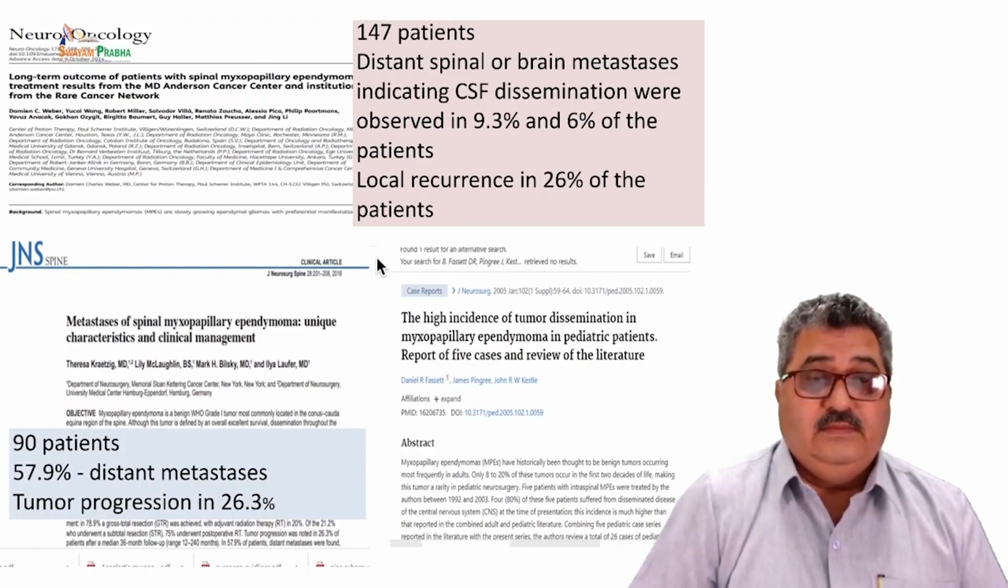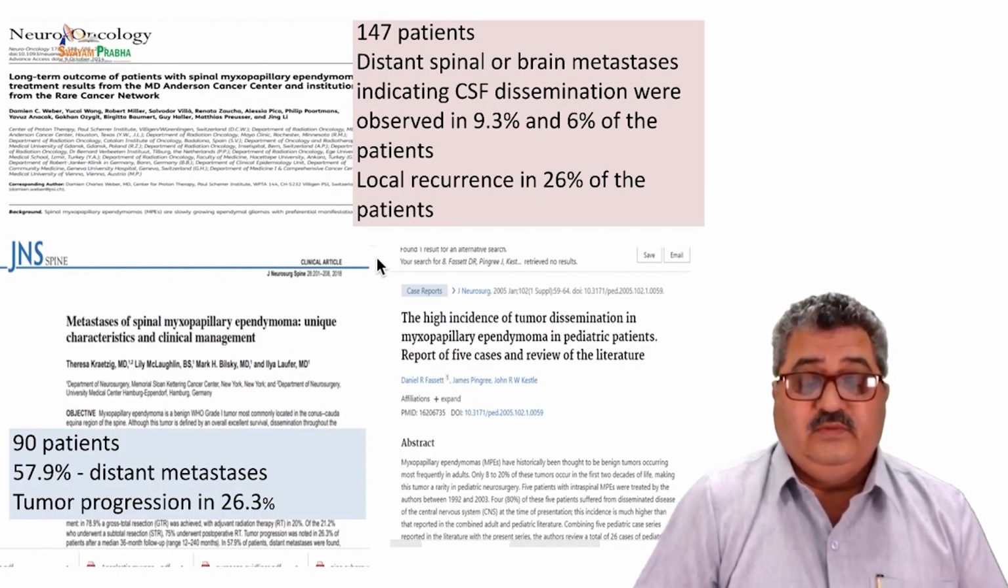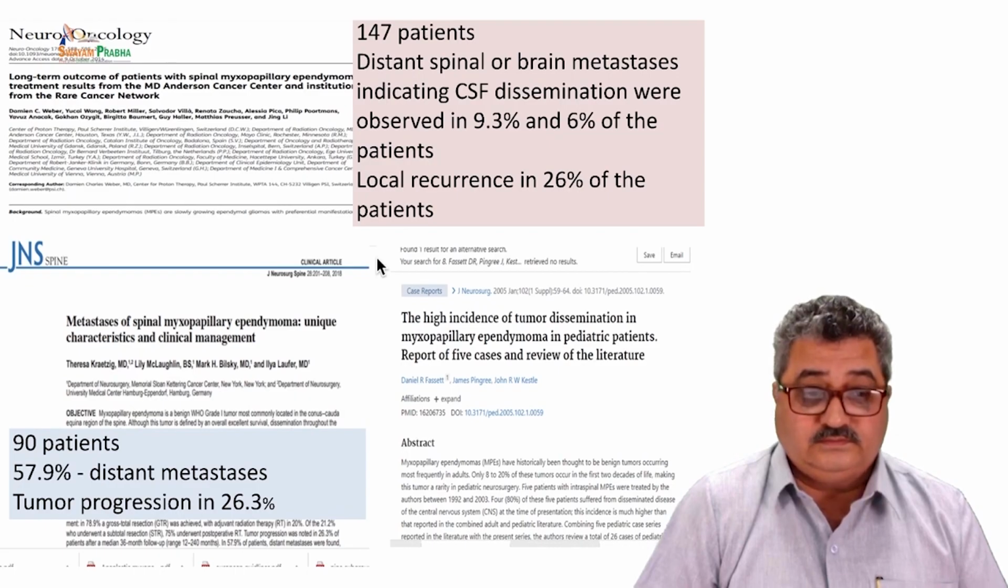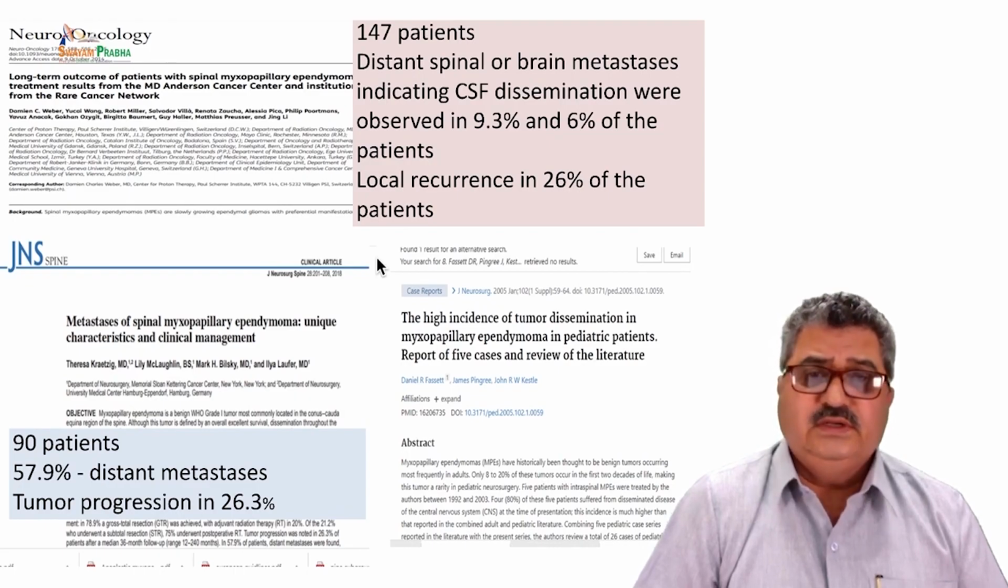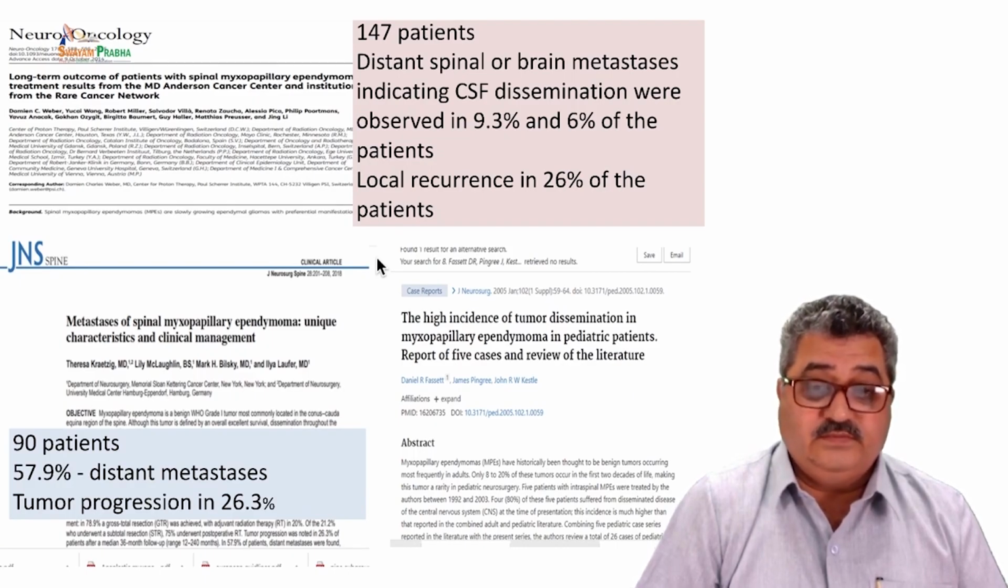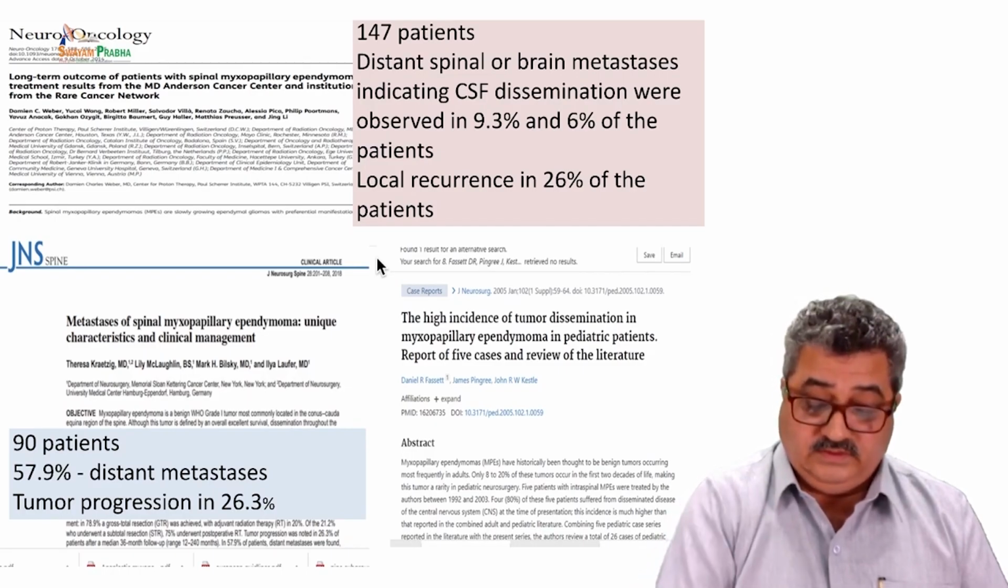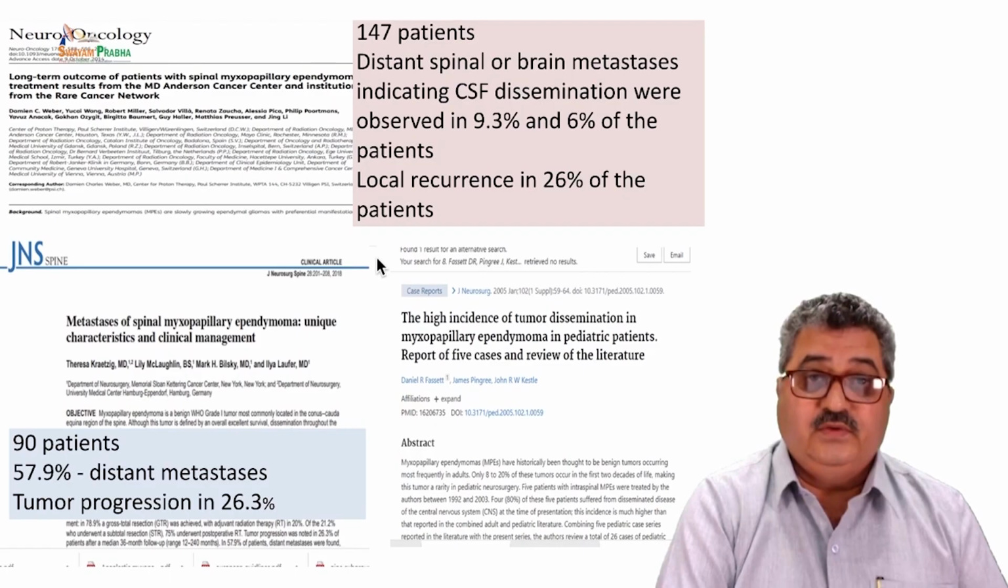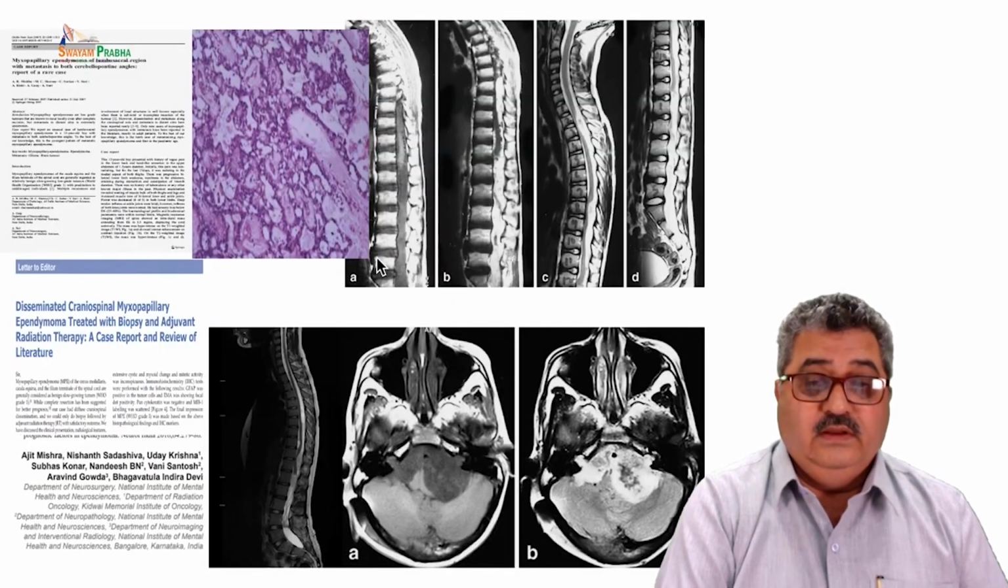So why is the myxopapillary ependymoma graded as grade 2 now? It has been shown in some larger studies that the chances of CSF dissemination and local recurrence are very high in this tumor. Sometimes they even show distant metastasis. That is the reason they don't behave like a grade 1 tumor, so they are now upgraded to grade 2.